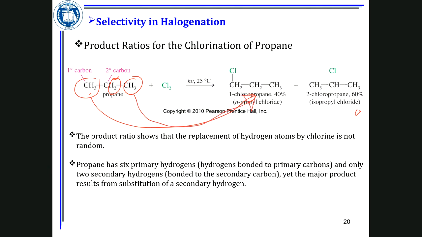So you divide 40% by 6 hydrogens, and 60% by 2 hydrogens. Basically this gives you 30% of the product per hydrogen. 30% of the product is coming from every one secondary hydrogen, and in the primary case it is 40 divided by 6. The percentages will be given to you.